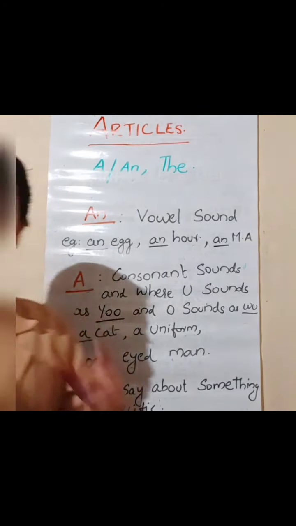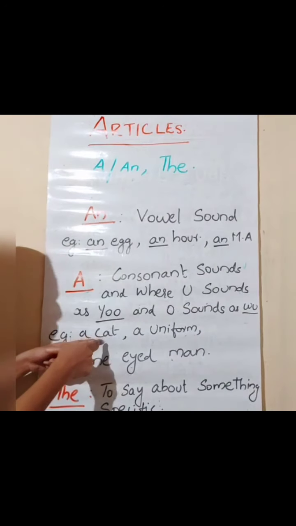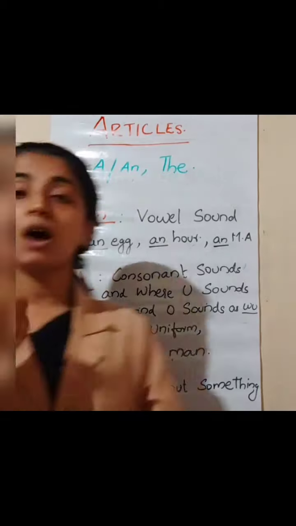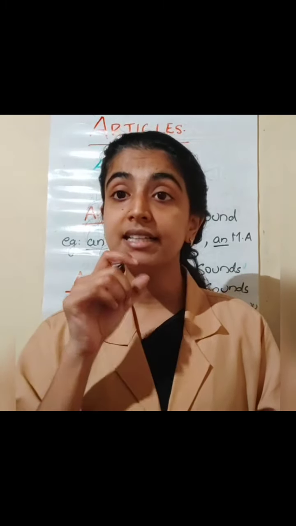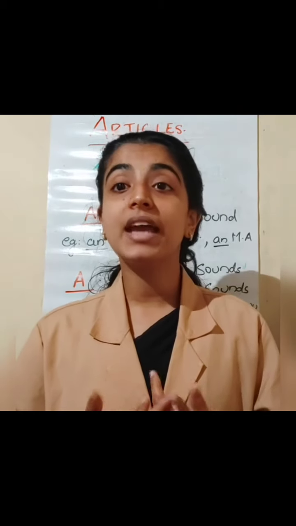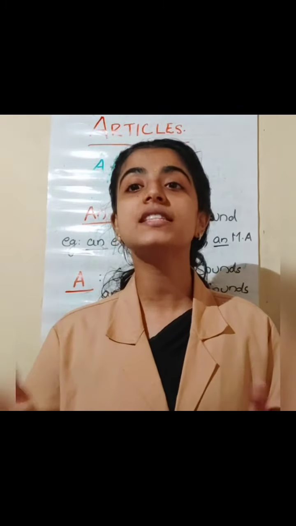I will give you some examples. With an example, I can explain this one. What is the first example, children? The first example is cat. The sound is k. K is a consonant sound, isn't it? So how can we say that? We can say a cat. It's a cat. The k is a consonant sound.